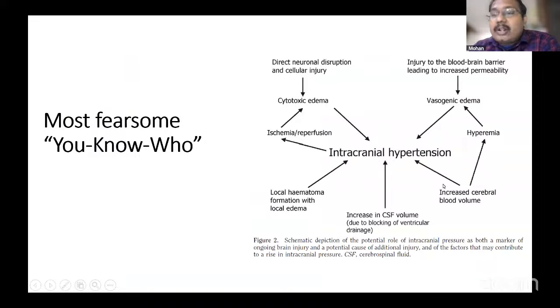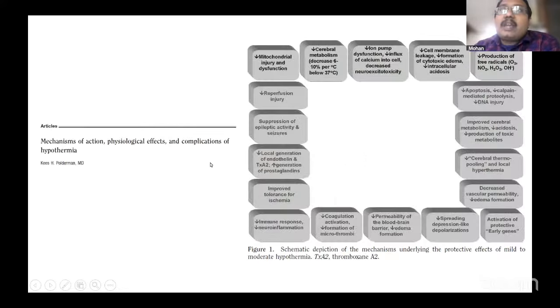And because of autoregulation failure, there is a cerebral blood volume increase. So all of this would lead to intracranial hypertension, and this is one of the major comorbidities that a patient will sustain after cardiac arrest, after ROSC, and we don't want it. So now, how does hypothermia help?